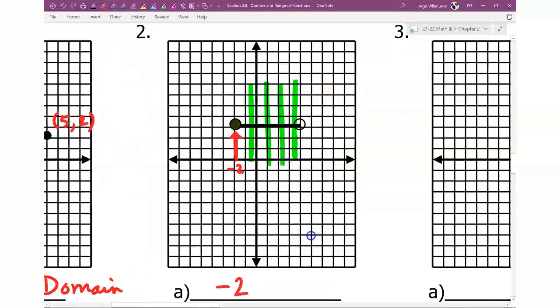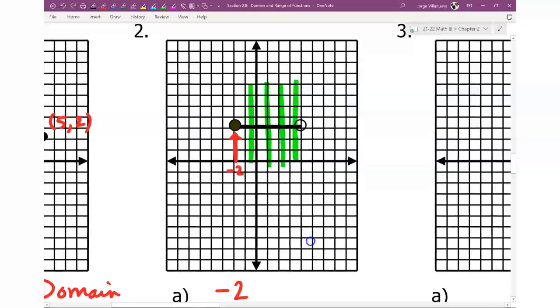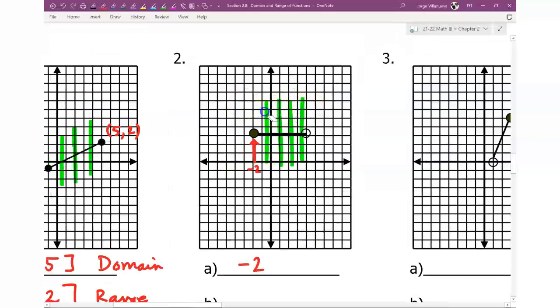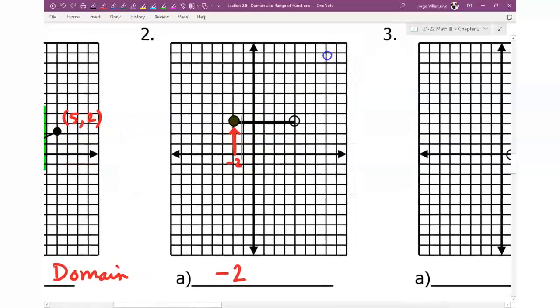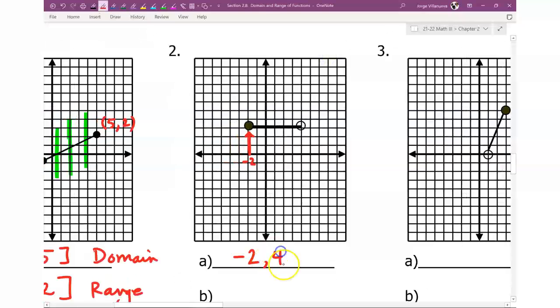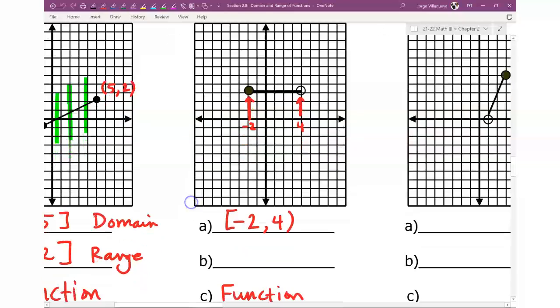Let me erase these lines. Maybe that'll help here. How far to the right does it go? 4 units. Should I include the -2? Yes, because it's a dark circle. Should I include the 4? No, so I'm going to put a parenthesis. Okay, the parenthesis means not included. The bracket means it is included. This next part's kind of weird.